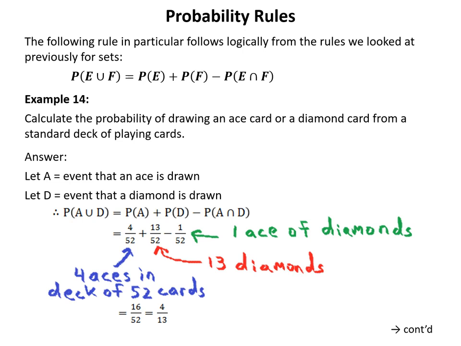So the answer ends up being 4 out of 52 because there are 4 aces, plus 13 over 52 because there are 13 diamonds. So the probability of A is 4 out of 52, and the probability of D is 13 out of 52. But since we've counted that ace of diamonds twice, we subtract the probability of getting the ace of diamonds, which is 1 out of 52. So the final answer is 4 plus 13 minus 1 over 52, which is equal to 16 over 52, which simplifies to 4 out of 13.